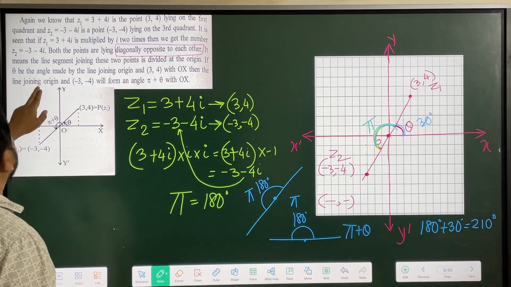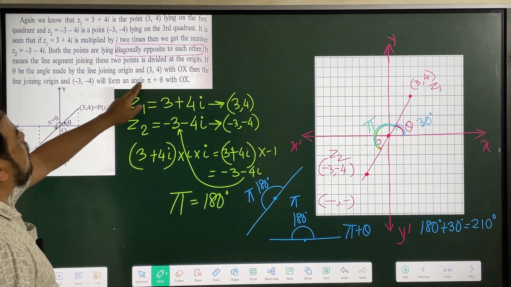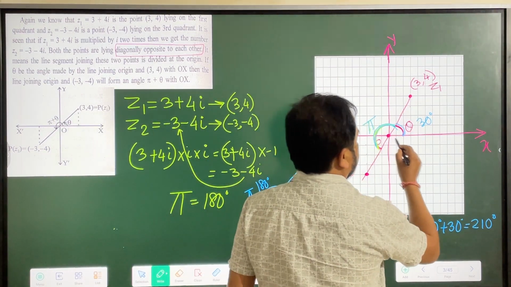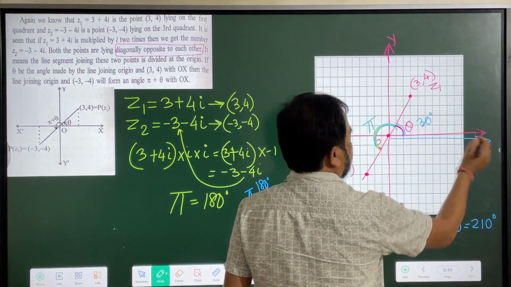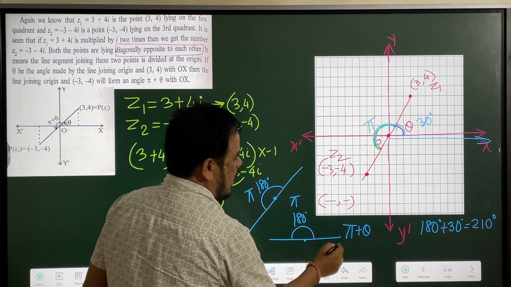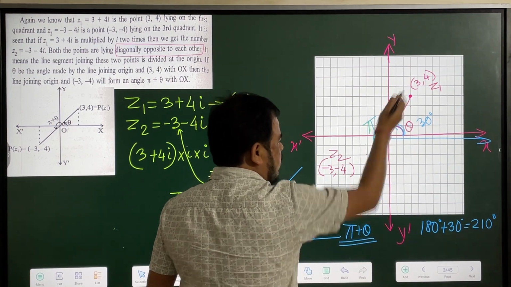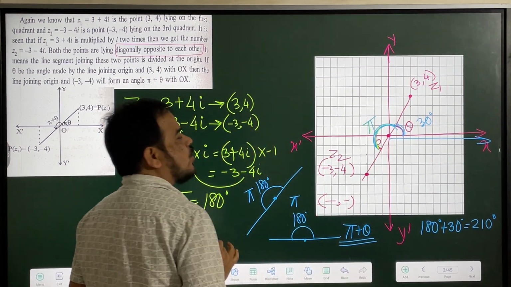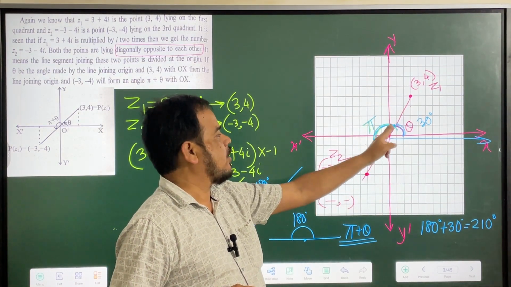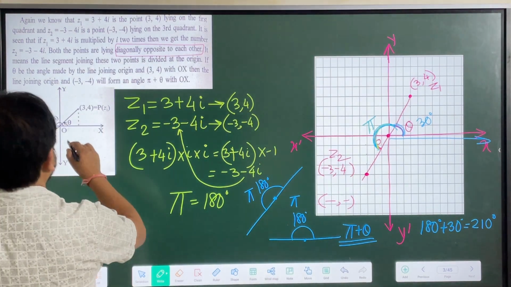Then the line joining origin and minus 3 minus 4 will form an angle pi plus theta with OX. This is OX. Here to here it is OX. Here to here the angle is pi plus theta. With OX, the total angle made by this line segment is pi plus theta, because you have to start from here and end at here. So here to here pi. I hope you understand. So that is what is shown here.